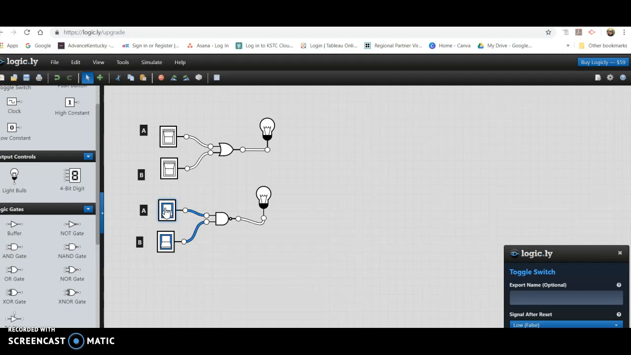So the only way to get an off in the NAND case is if both switches are on, which seems backwards, but it is, right? It's not and. And would be both switches on, light on. Not and, therefore, would be both switches on, bulb off.